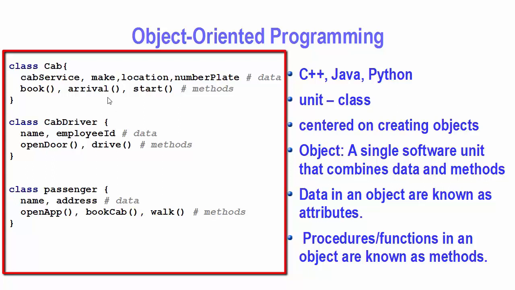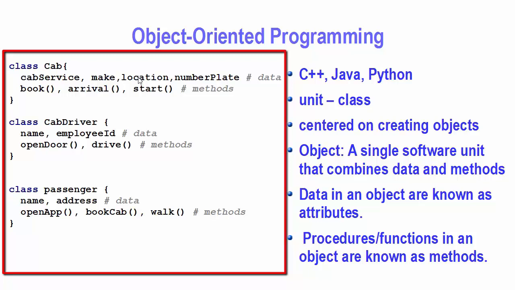So first of all, what is a class? A class refers to a blueprint in which we can have data and methods. For example, for our cab class, what attributes can this cab class have? For example, a cab service, which cab service we want to take. What is the make of the cab? Is it a Toyota or a BMW or a Volkswagen cab?